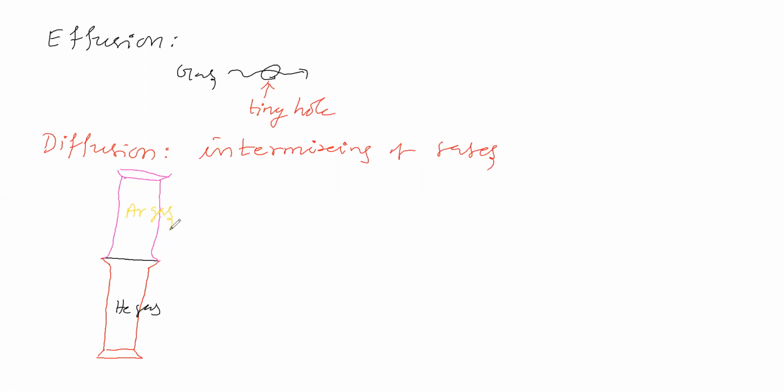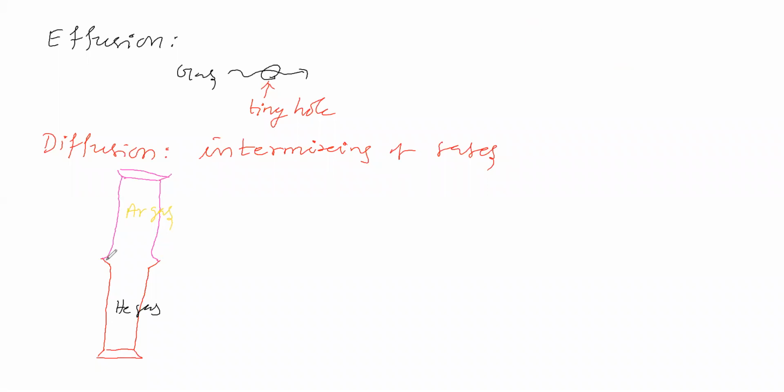Now let us remove the partition. Okay, the partition is removed. Now what will happen? What will happen to these two gases? Before removing the partition, how is it there? After removing the partition, how is it there?